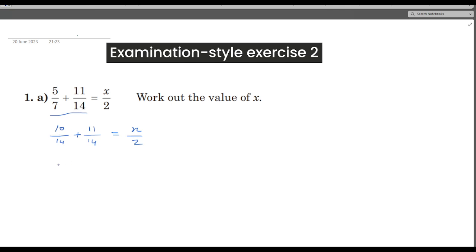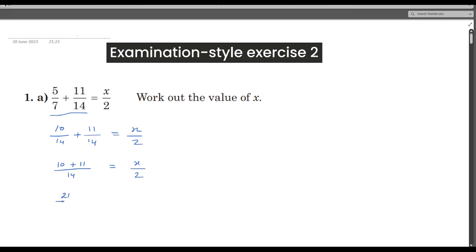Now 10 plus 11, as the denominator is the same, you can simply do the calculation in your numerator part, like 10 plus 11, and this denominator I will write as 14. This is equal to x divided by 2. Now what we can do? We can multiply both the sides by 2. So here the left hand side is 10 plus 11, which is 21 divided by 14, equals x divided by 2.